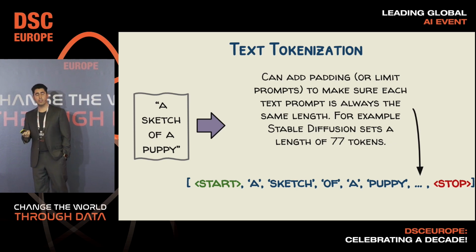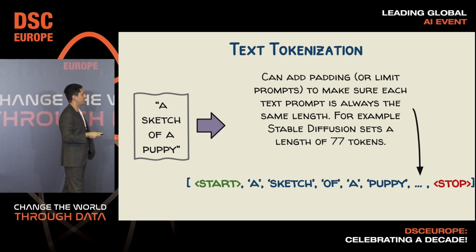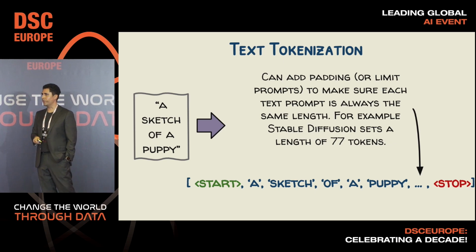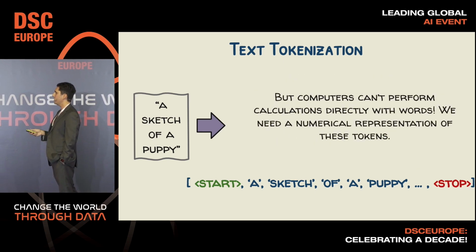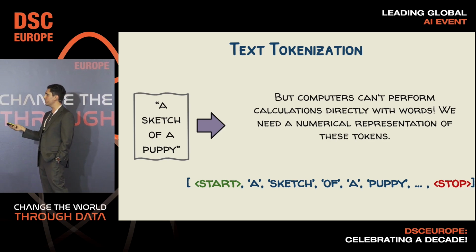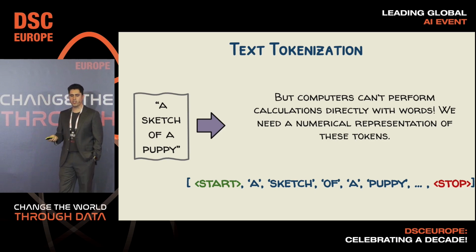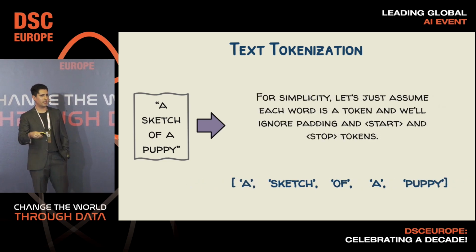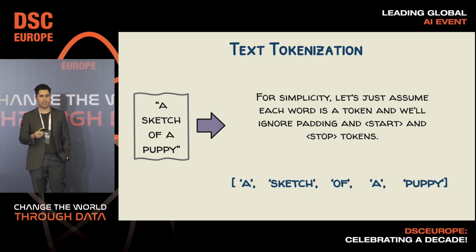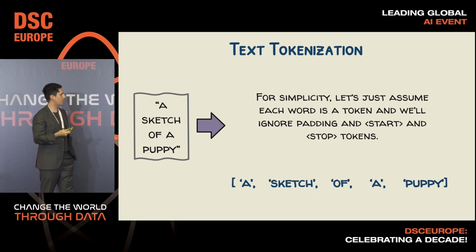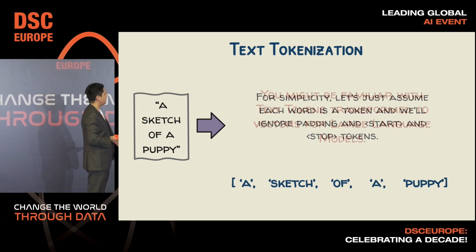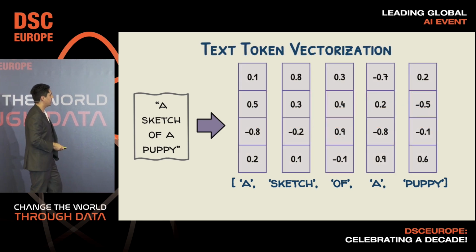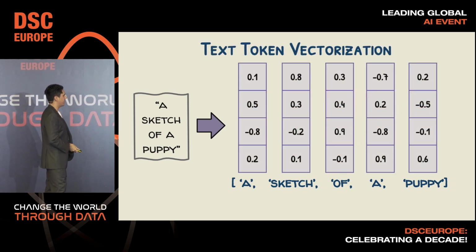For example, I believe the original Stable Diffusion paper set a length of 77 tokens. And then, depending on your experience with large language models, you might be thinking, hey, computers can't perform calculations directly with words, so I need some sort of numerical representation of these tokens. For simplicity here, I'm going to remove this idea of padding and start and stop tokens, but just keep in mind that they're technically there. And so you might be thinking from an LLM perspective, oh, I'll just directly transform these into vectors and get my text token vectorization there.